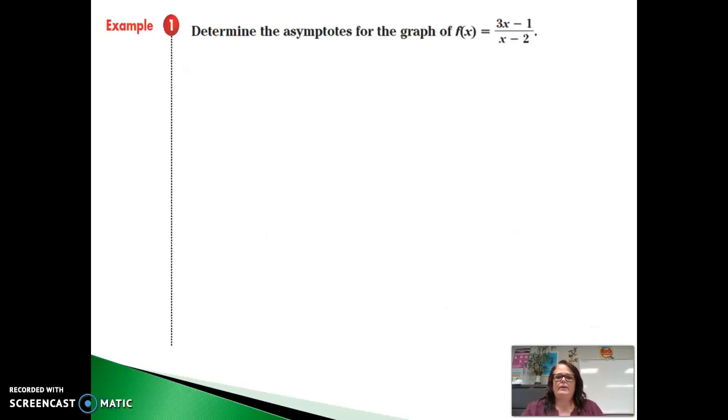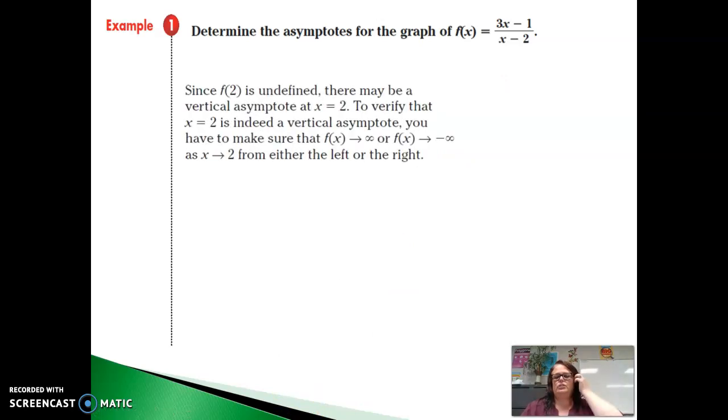Okay, so if we take a look at this example, hopefully it doesn't sound weird. We're going to take a look at this graph. If I set the denominator equal to 0, x minus 2 equal to 0, x equal to 2 is going to make this undefined. And then what the book does here is they want to check to see, does that make a vertical asymptote or is it something else?